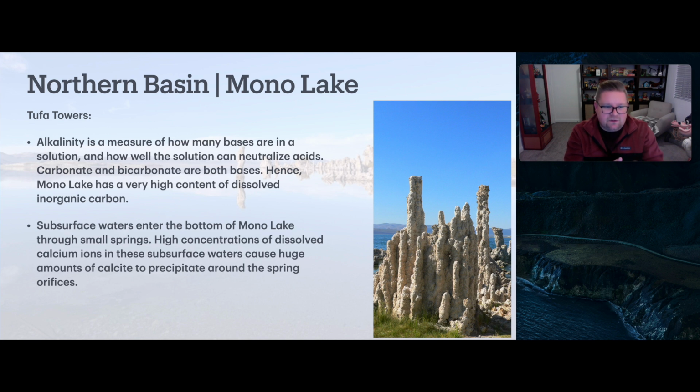So it says subsurface waters enter the bottom of Mono Lake through very small springs. These high concentrations of dissolved calcium ions in these subsurface waters will cause a huge amount of calcite to precipitate around these springs. So these columns that exist can only exist when completely submerged under the lake.